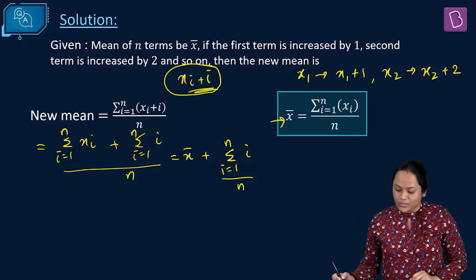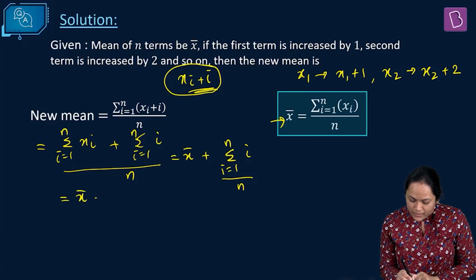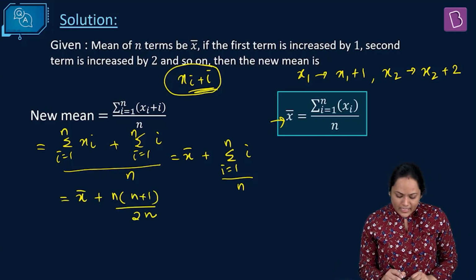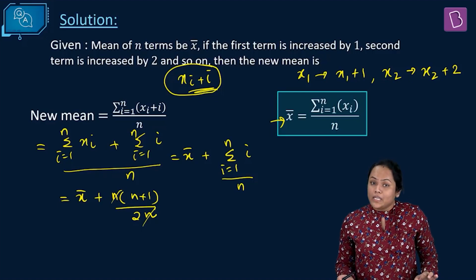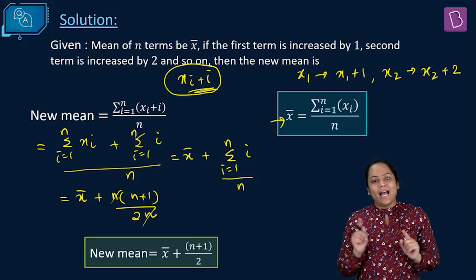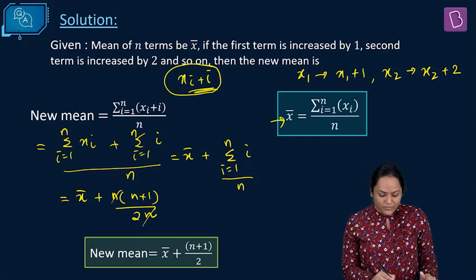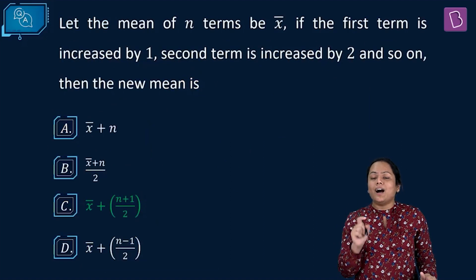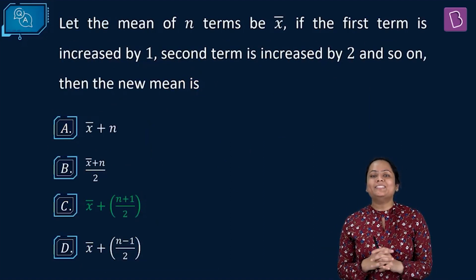So when I substitute the value, it's going to become equal to x bar plus n into n plus 1 by 2, divided by n. And we can see that n is going to get cancelled out. That means my new mean is equal to x bar plus n plus 1 by 2. And if this is the answer, we can match with the options which they have given to us and clearly say that the answer will be C. Have you understood, guys? Perfect.